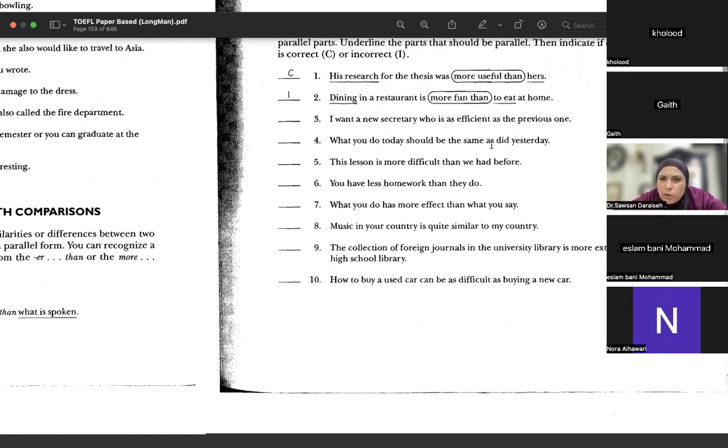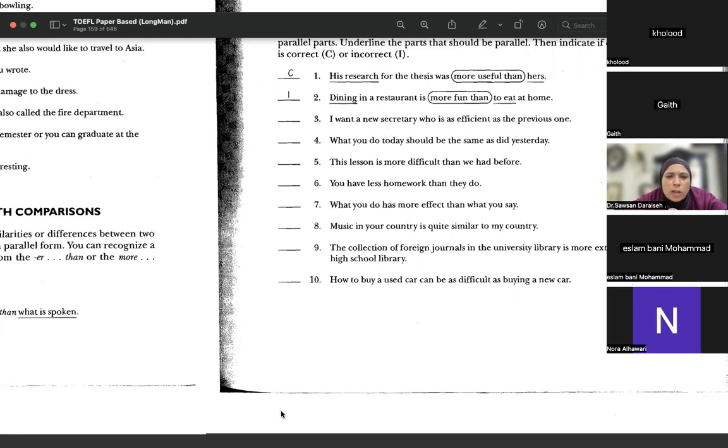Good job. Thank you. So we have something missing here. What you do today should be the same as what? You need what, or when, or whatever. You need something here. What you did, not just what you did yesterday, right? All right. Thank you so much. So this is what is wrong.